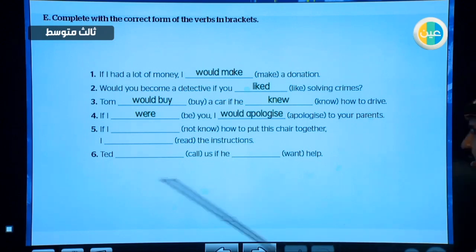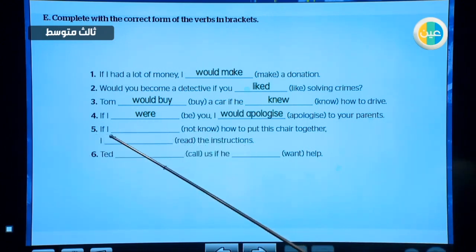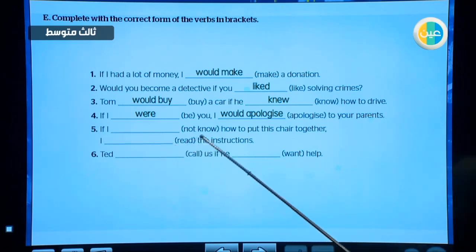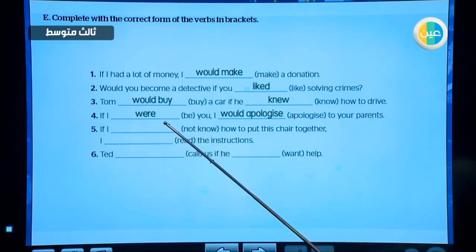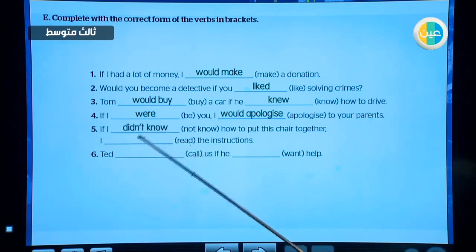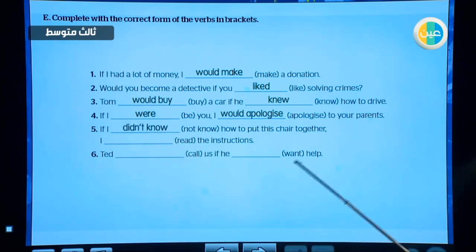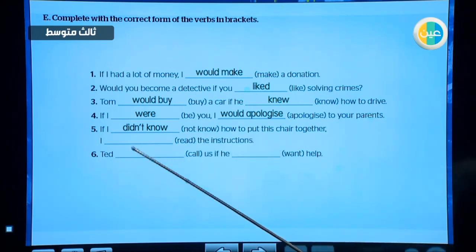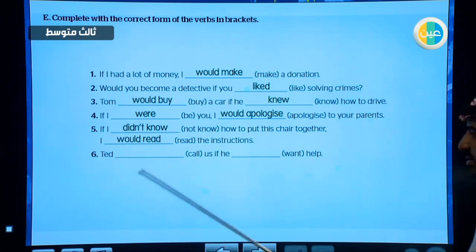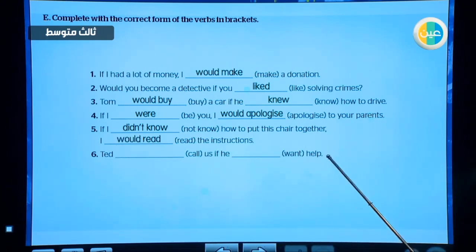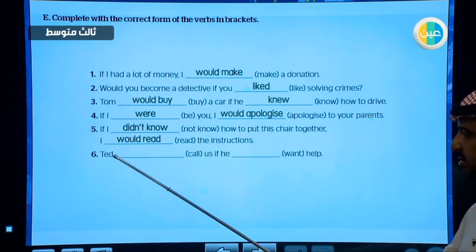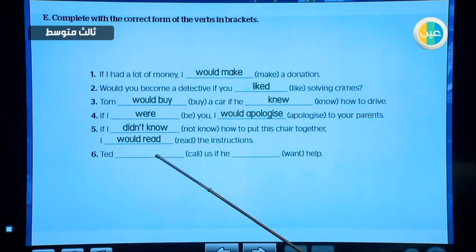Excellent. Number 5, if I not know, this is the if clause, should be in the past, negative, past, so I say didn't know, how to put this chair together. I read the instructions. I would read the instructions. Yes. Number 6, Ted call us if he want help. This is the main clause, so I say Ted would call us if he wanted.